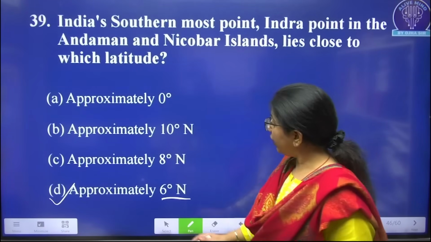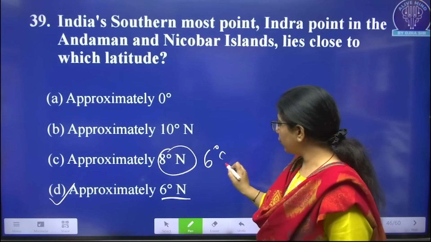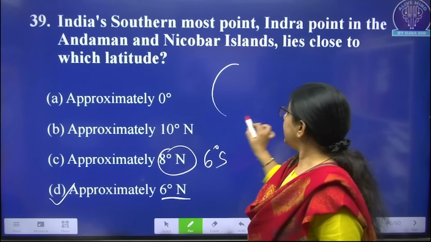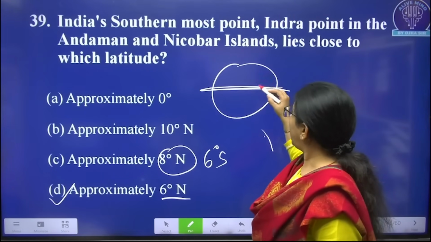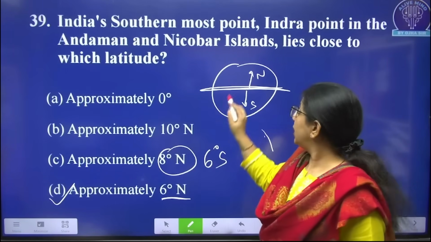They would have also asked like this, if they would have reframed it, that it is 6 degrees south. Don't get confused. If any latitude is above the equator, it is north. Below the equator, it is south.